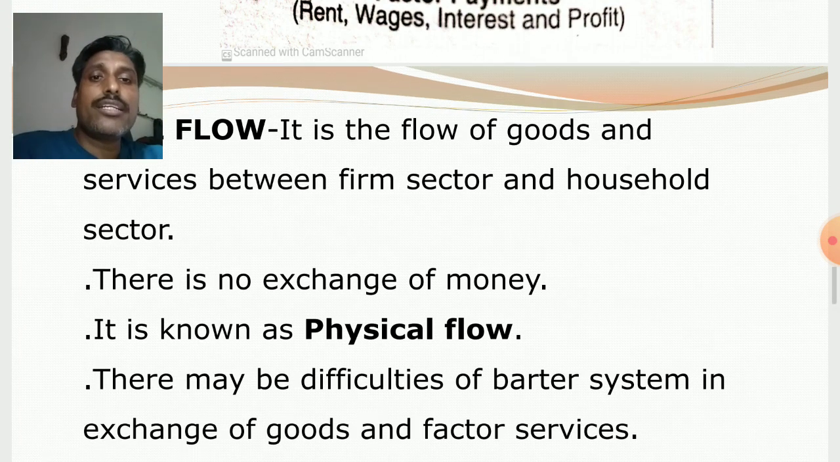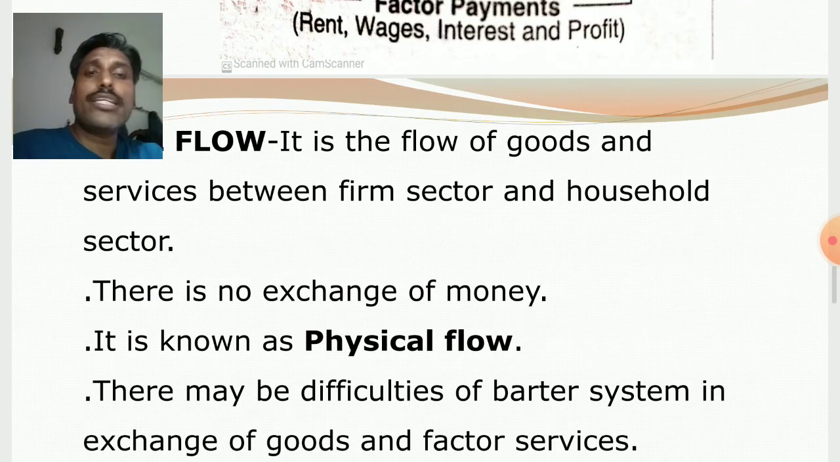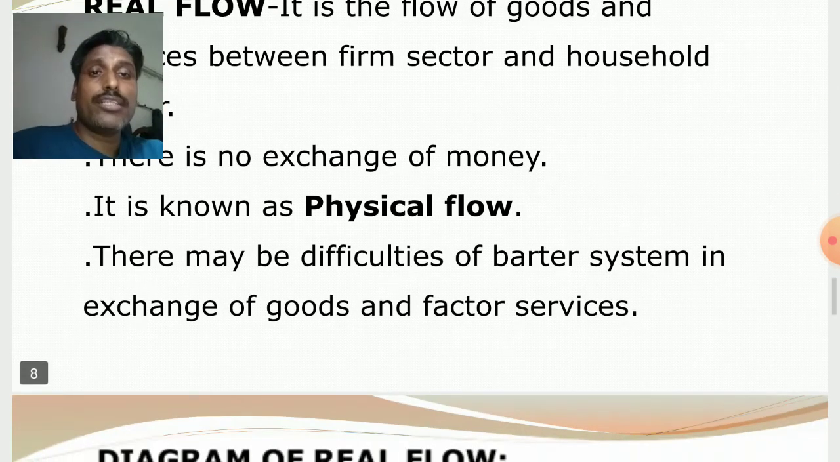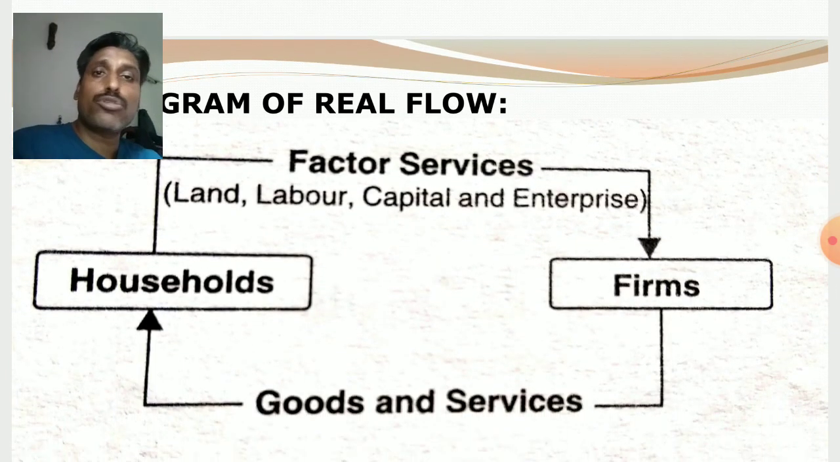And here there may be difficulties of the barter system, because there is a flow of goods and services between the farm sector and household sector. So there may be difficulties of the barter system in the exchange of goods and factor services. Clear? So real flow is the flow of goods and services. You see the diagram. It means, very easy one, the household sector provides factor services to the farm sector: land, labor, capital and entrepreneur.